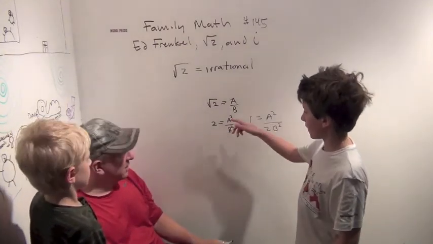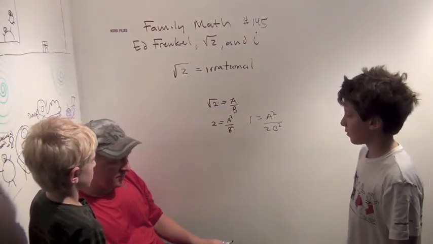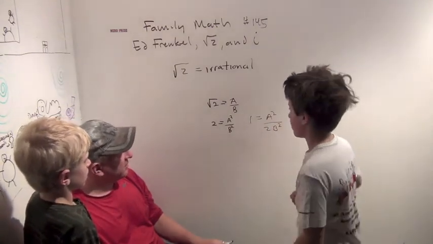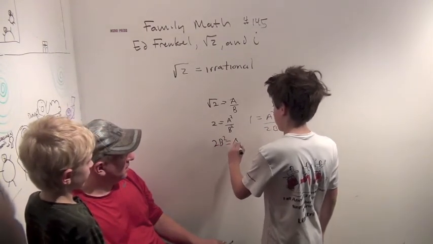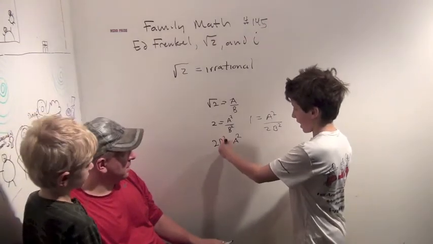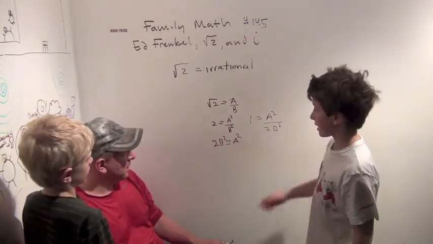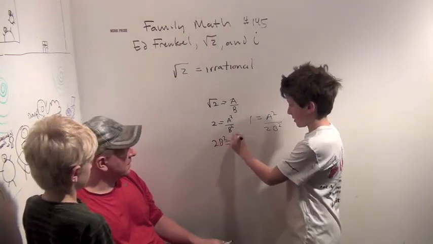We can multiply everything by b squared to get rid of the fractions. What would you get next? You get 2b squared equals a squared. This proves that a is even. Why is that? Because you have 2 times a number equal to another number.